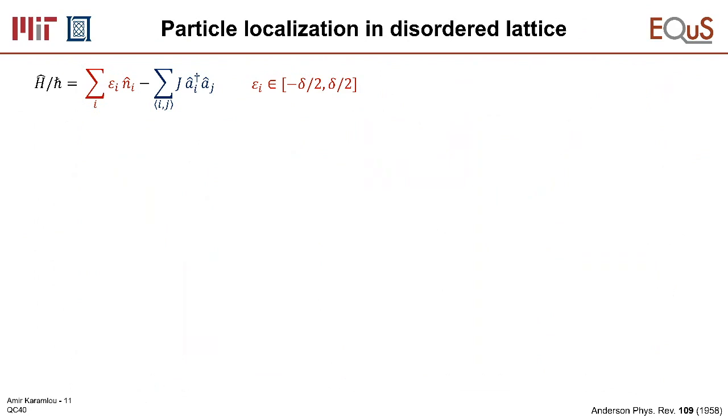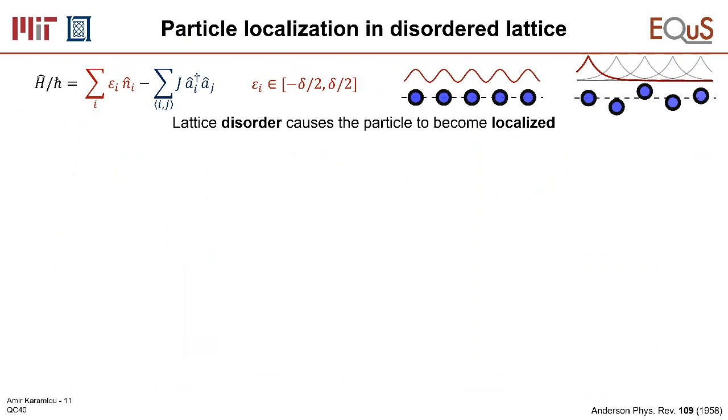So we realize a disordered system by adding random detunings to each site of the lattice. And these random detunings are values drawn at random between negative delta divided by 2 and delta divided by 2, where delta is the disorder strength of our system. Now, lattice disorder causes the particle to become localized in one-dimensional and two-dimensional lattices.